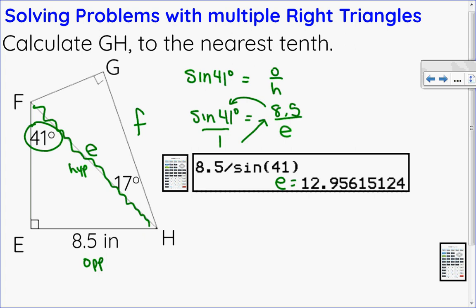So now that we know side E, we're going to say that that is approximately, we'll call it 13, but we're not going to use 13. We're going to use the unrounded value. So to solve for side F, if we look at angle 17, I have a side that is adjacent, and I have a hypotenuse as well. So I'm going to use adjacent over hypotenuse, which is cosine. So writing that out, cosine of 17 degrees is adjacent over hypotenuse.